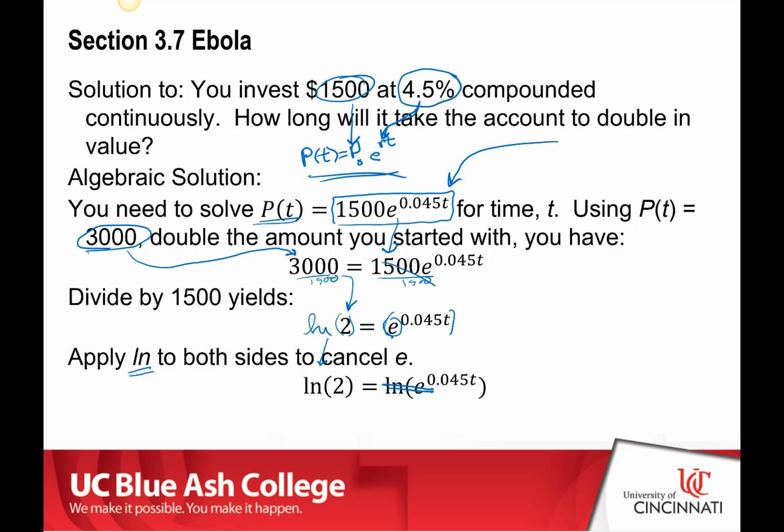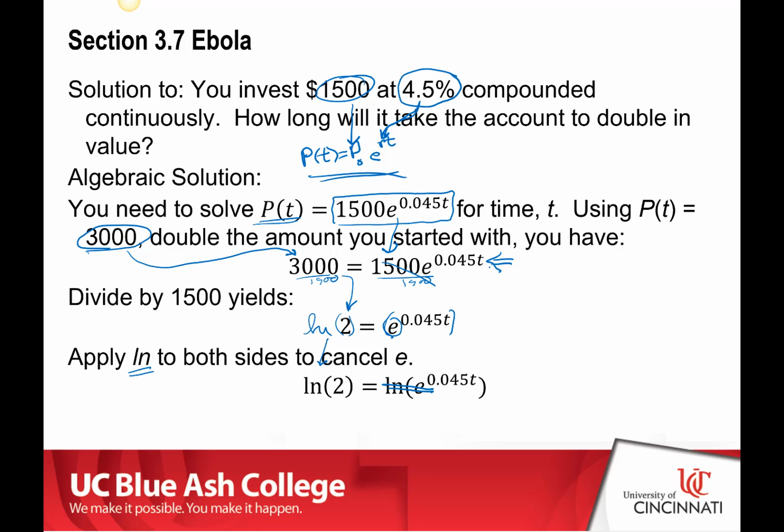Now, when you're asked to do the doubling time, that means how long is it going to take for whatever amount you started with to double. So what you can do is say, well gosh, we're starting with 1,500. Double that is 3,000. So we're going to set 3,000 equal to our equation.